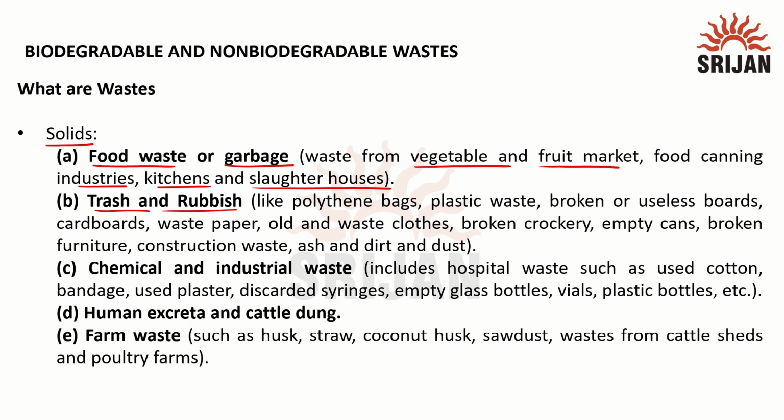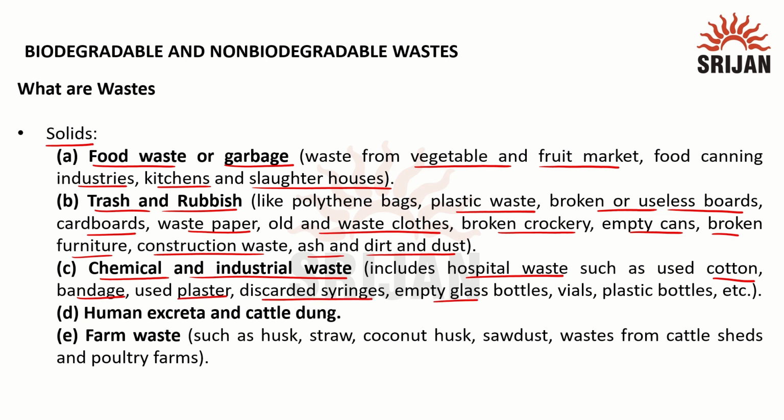It can be trash and rubbish like polythene bags, plastic waste, broken or useless boards, cardboards, waste paper, old and waste cloth, broken crockery, empty cans, broken furniture, construction waste, ash and dirt and dust, etc. Solids can also include chemicals and industrial wastes, including hospital waste such as cotton, bandage, plaster, discarded syringes, empty glass bottles, vials, plastic bottles, etc. There can be human excreta and cattle dung or farm waste. Farm waste will include husk, straw, coconut husk, sawdust, and waste from cattle sheds and poultry farms.